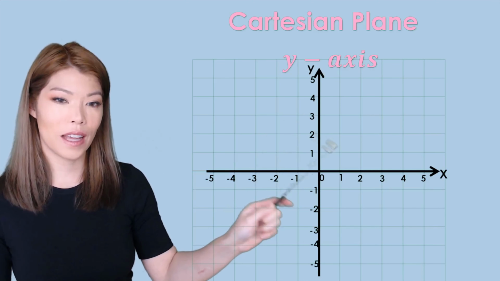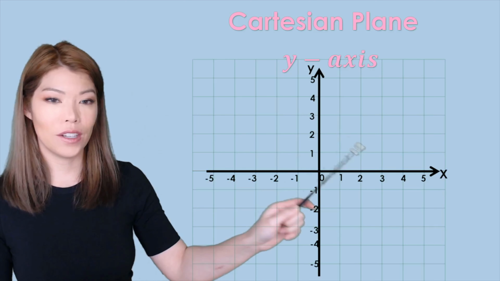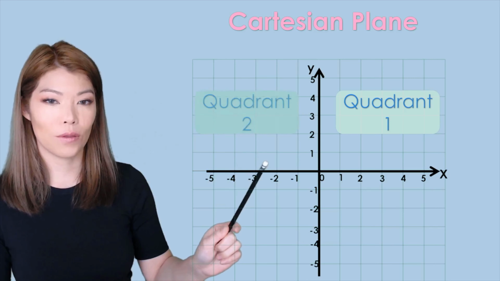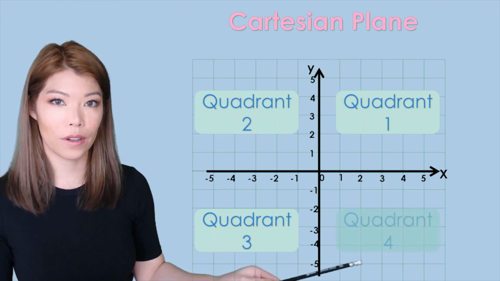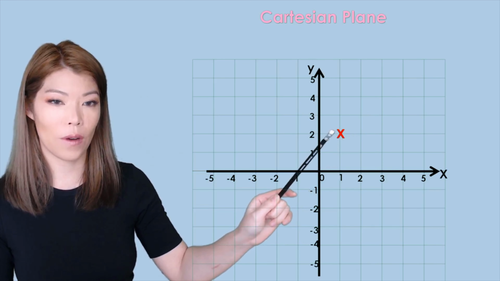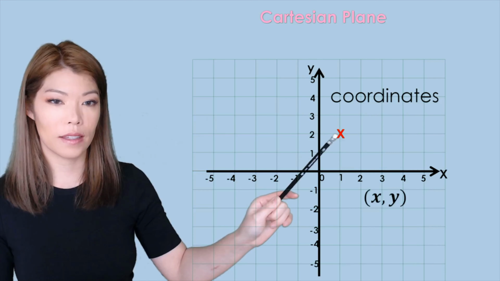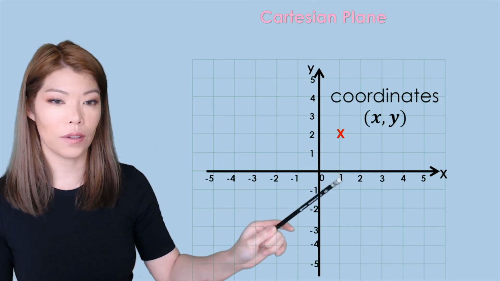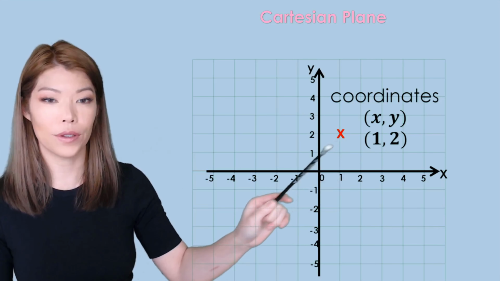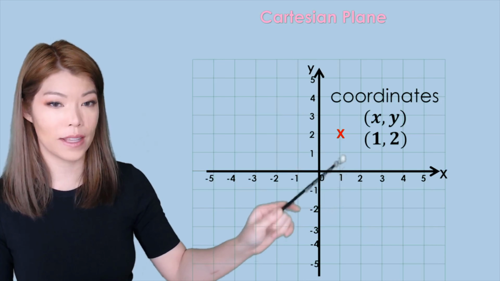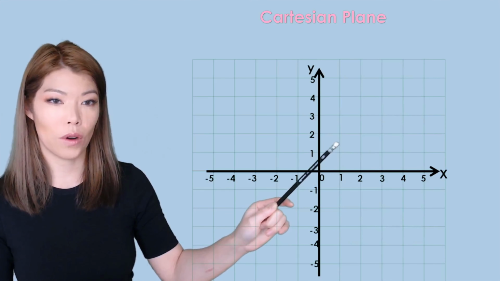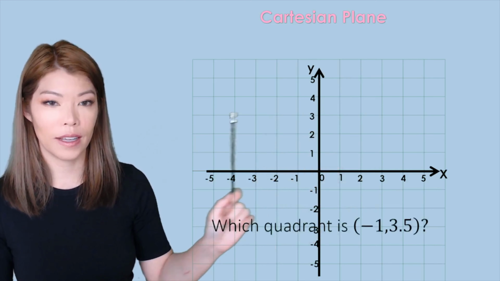Now you might notice that it's divided into four, and each of these sections is called a quadrant. Quadrant 1 being that one over there, that's quadrant 2, quadrant 3, and quadrant 4. When we plot a point, such as that one, we always read the coordinates as the x value first, so 1, and then the y value second. So this is 1, 2, not 2, 1. So always the x value first. And we would describe this coordinate to be in quadrant 1 because it's in this section.